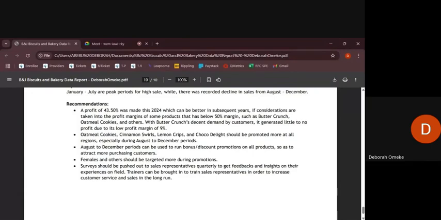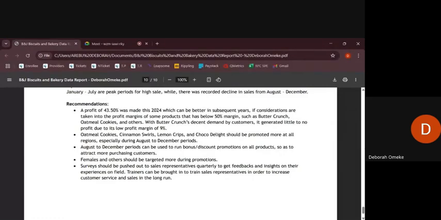The second recommendation is that oatmeal cookies, cinnamon squares, lemon crepes, and choco delight should be promoted more at all regions, especially during August to December. The third recommendation is that August to December can be used to run bonus and discount promotions so as to attract more purchasing customers. Since this period seems to be low on sales, we can use it to run promotions, discounts, bonuses, probably Christmas bonuses, and discounts on each product so that people can be attracted to buy more.